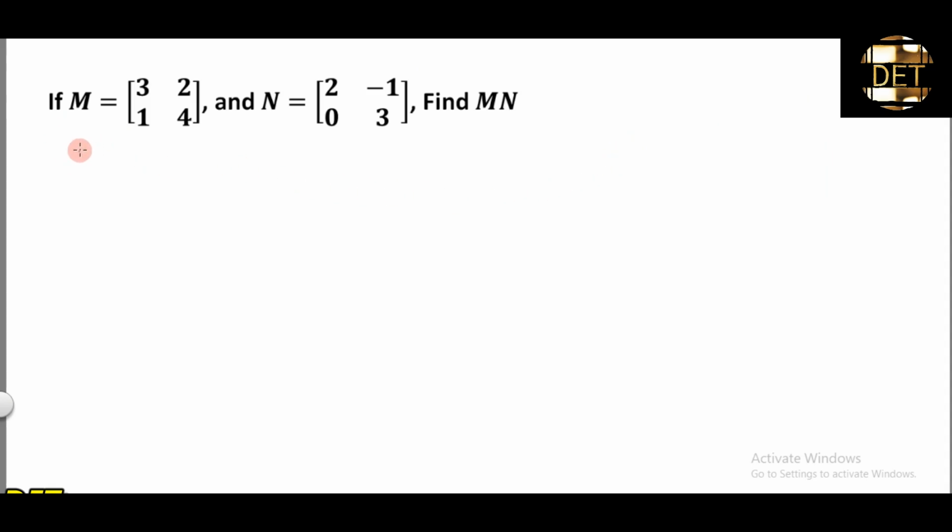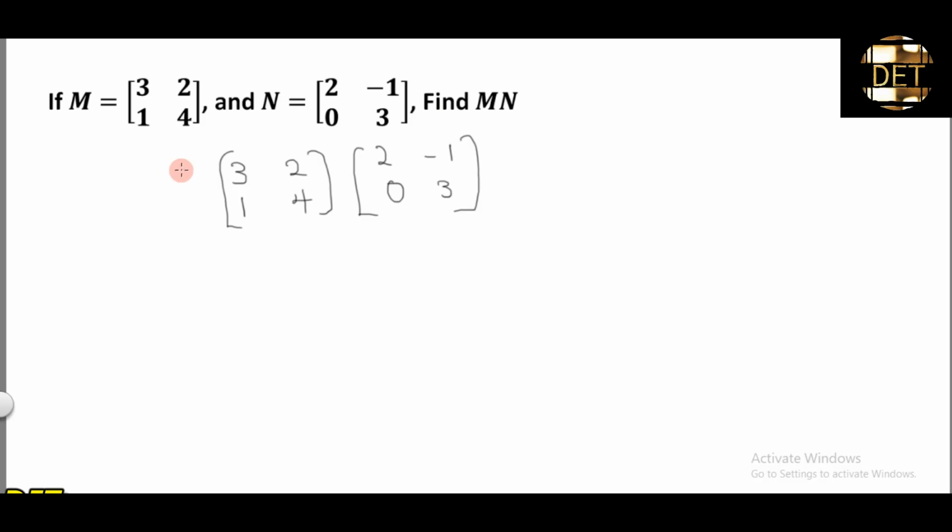So here I have this question, and the question is, if m is equal to this and n is equal to this, find mn. So mn simply means that you are using m to multiply n. All right, so my first matrix, which is m, is (3, 1, 2, 4), multiplied by n, which is the second matrix. And the second matrix is what? (2, 0, -1, 3), bracket close.